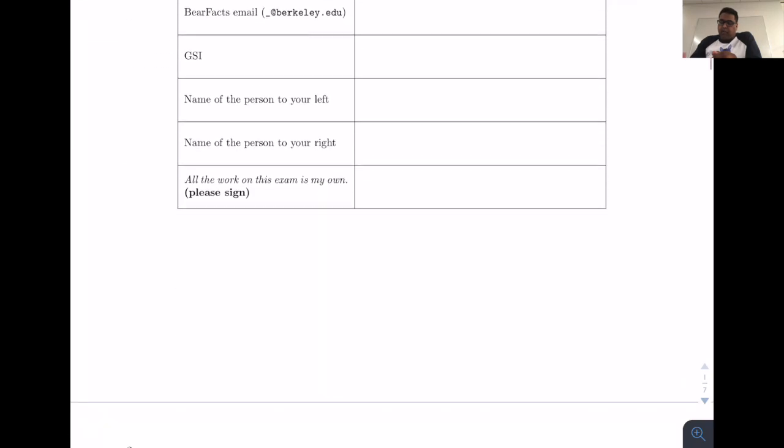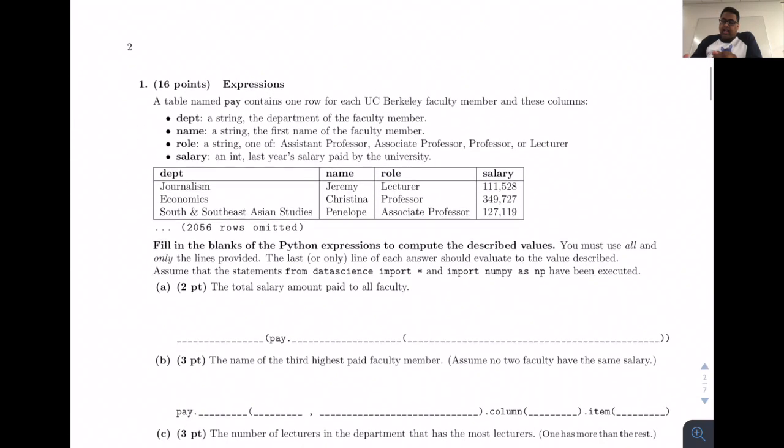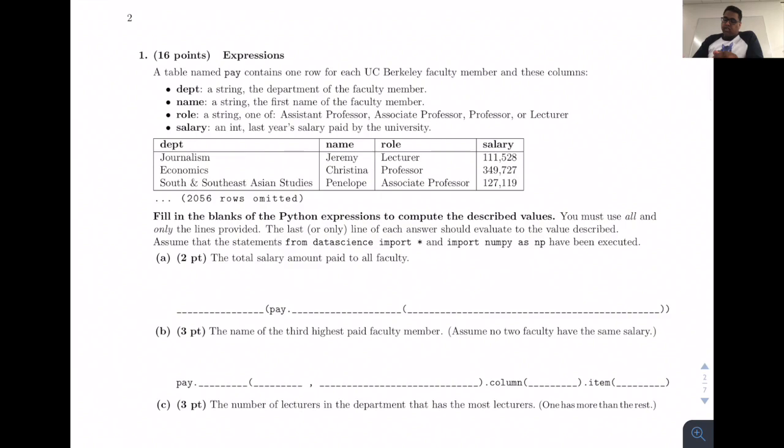So this midterm had 4 problems. Let's go ahead and get into problem number 1, which is focused primarily on Python expressions and making sure you know how to use functions and methods in the data science package and the NumPy package, right? The first question gives us a table with columns department, name, role, and salary, pretty self-explanatory, and it wants us to fill in the blanks to complete the expressions.